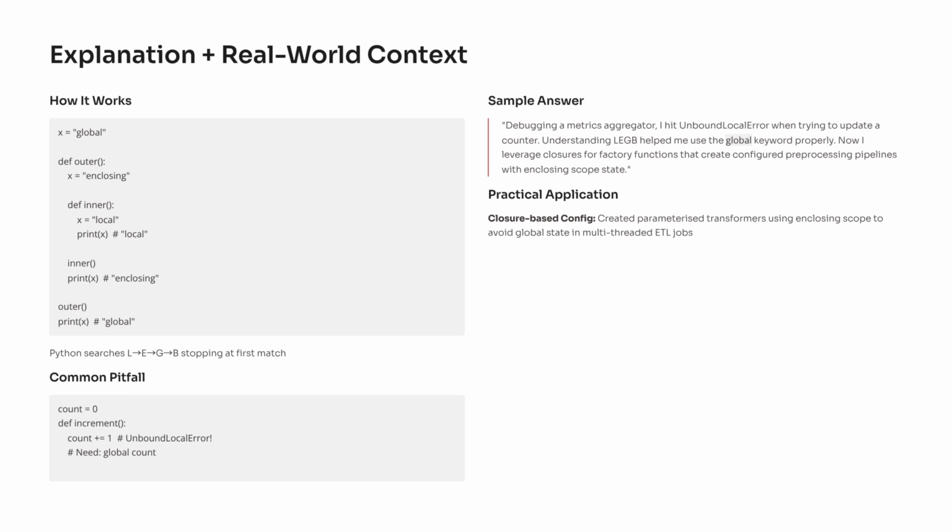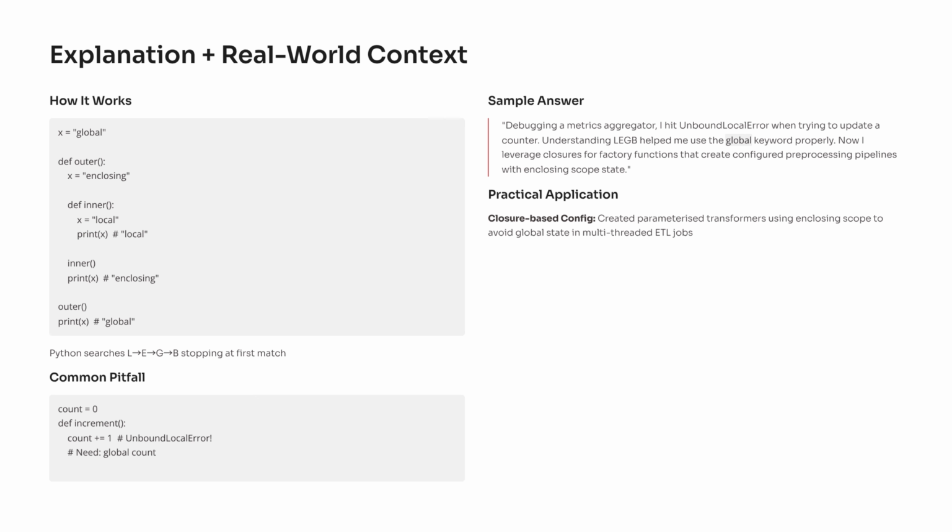If it doesn't find it there, it moves to the enclosing function, then to the global scope, and finally to the built-in names like len or print. That's Python's LEGB search process in action, step by step, from the smallest scope to the largest, and the moment it finds the variable, it stops searching right there.